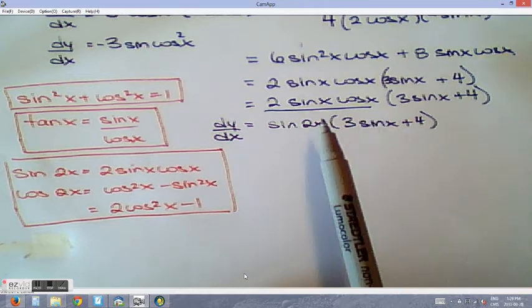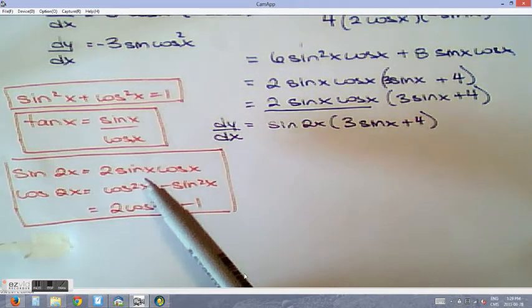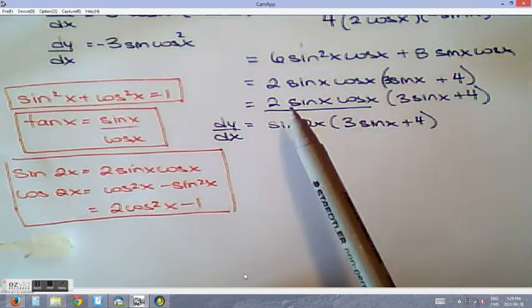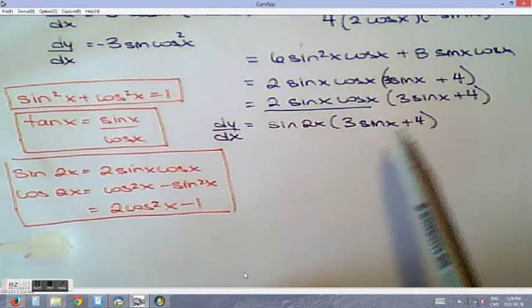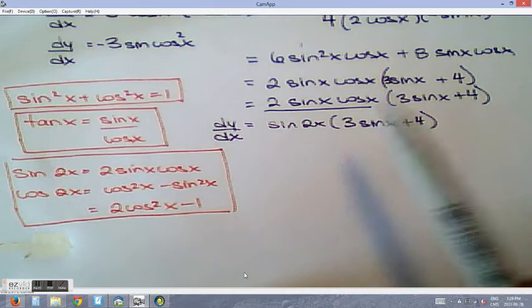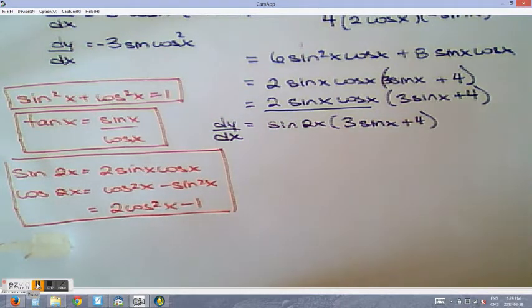Other cases will be where you'll have to actually use the identity in order to make it look more simplified, so before you even start differentiating. Okay, and that could be a possibility as well. You might encounter that, and when you do, try it out. If you have any problems, then of course you can just email me.